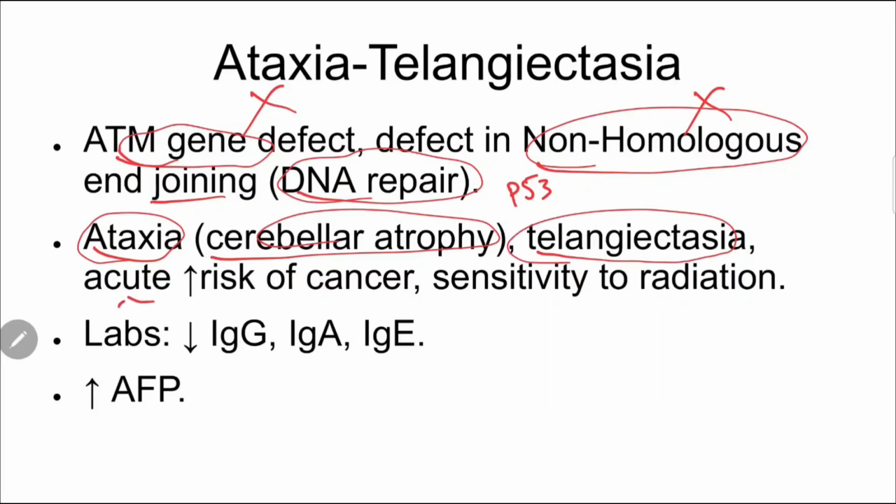And you also have an acute increased risk of cancer because you know cancers are due to mutations in the DNA, and if you cannot repair your mutations or if you cannot correct them, then you obviously will have an increased risk of cancer, right? Especially of lymphoma and leukemias. And again, they will be very sensitive to radiations because radiations are responsible for breaking down your DNA, right? So, if you cannot correct them, then obviously that can lead to mutations.